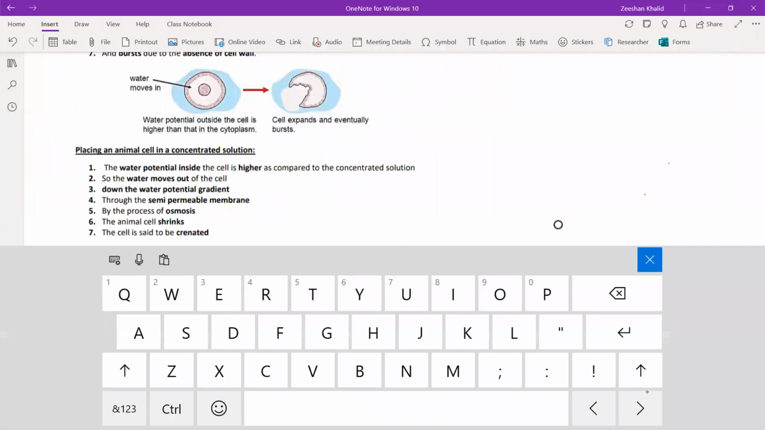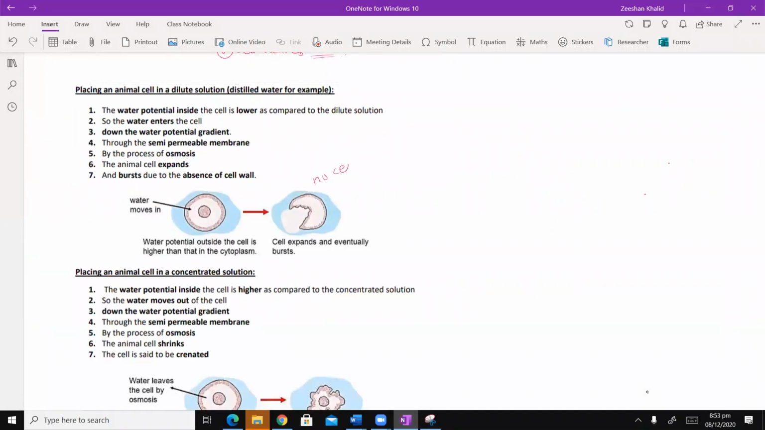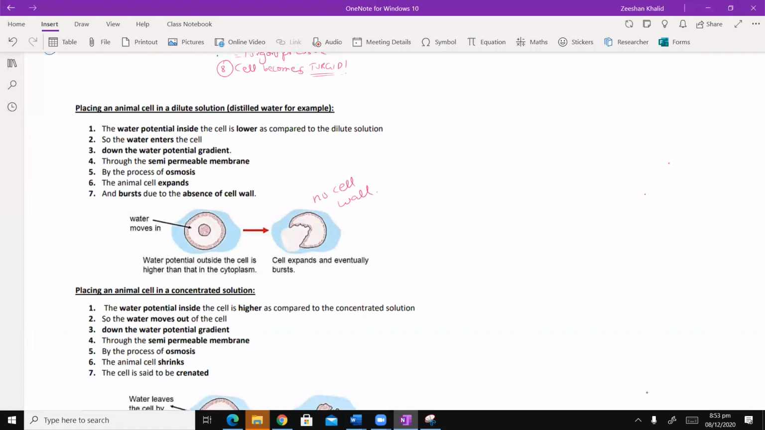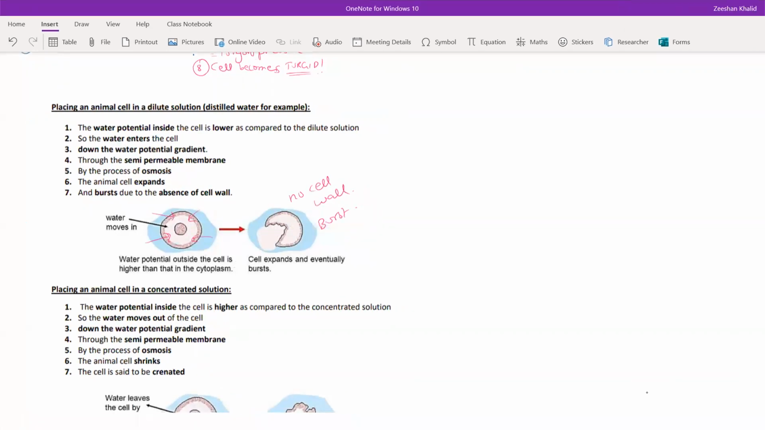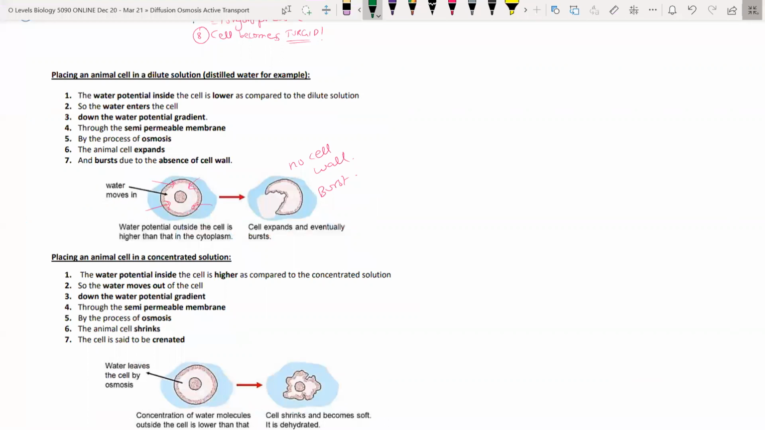In case of animal cells, the difference is that there is no cell wall. Okay? So if you place it in a dilute solution, that means that the water will keep on entering until there will be a point where the cell will actually burst. Okay, let's look at the points together. Inshallah, you can take notes of them once I send them to you after the class.